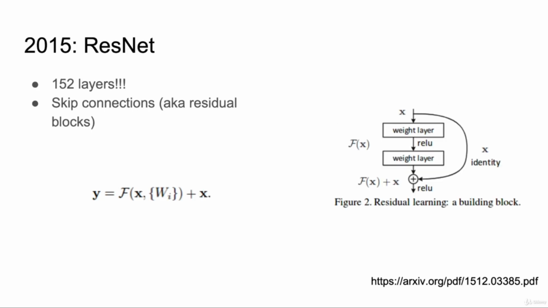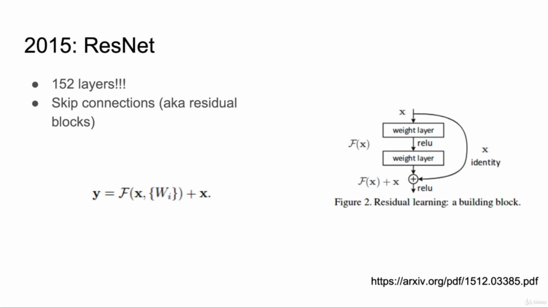But in 2015, people proposed the so-called ResNet architecture. It consisted of 152 layers and used skip connections, also known as residual blocks. What is it? Look at the right image. Imagine you have some input X. Then we use some weight layer, which is a convolutional layer. We can use it again. But at the right part, we take X and add it to the output of the convolution without any modification. So the formula is on the left, where F is the convolution and X is just our input.